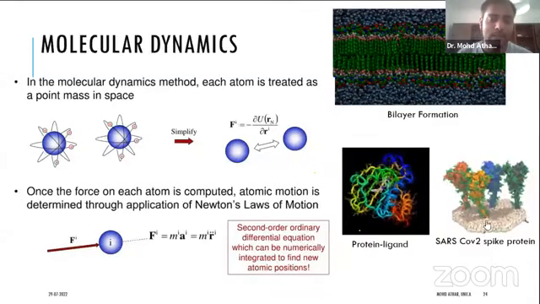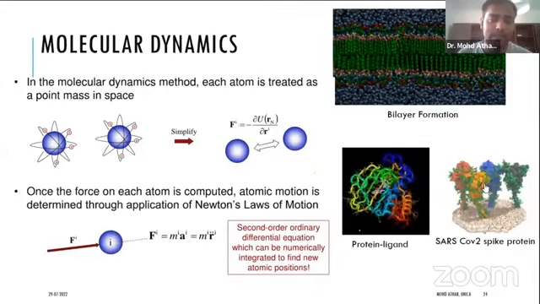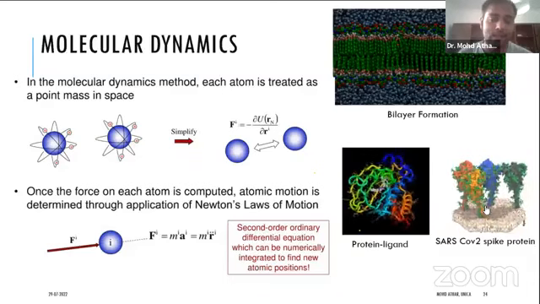So they have seen how the spike protein interacts with each other, and how the addition process takes place.